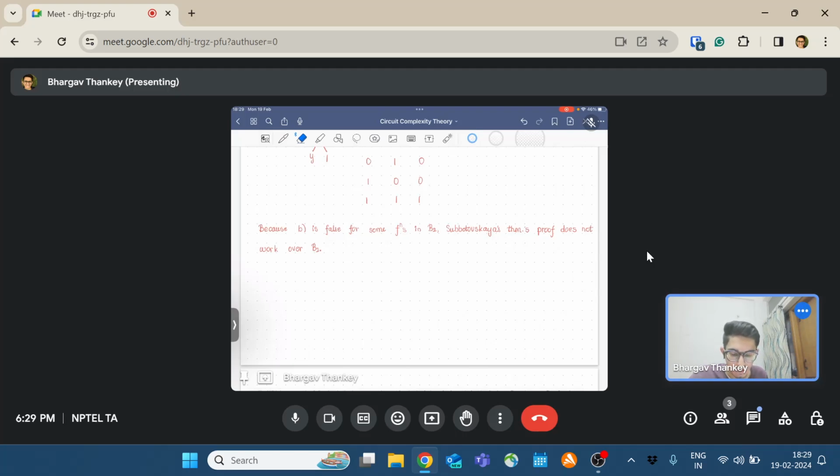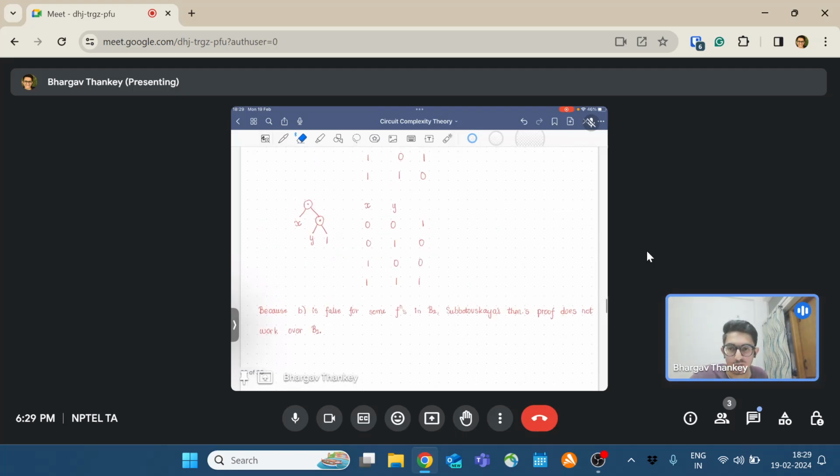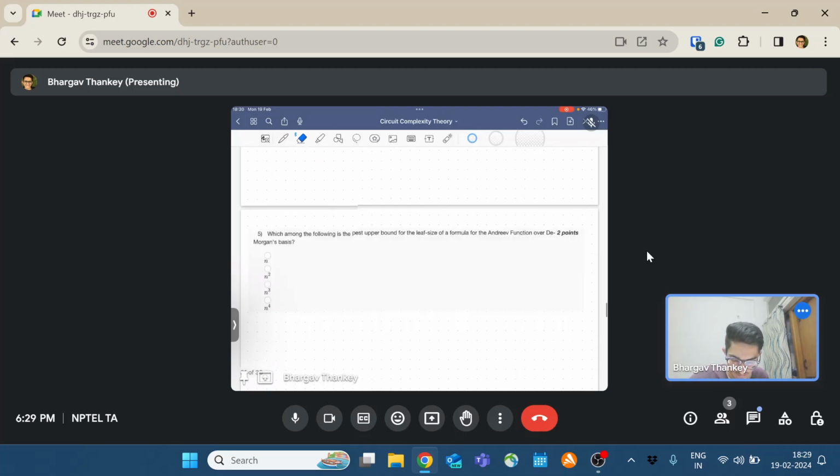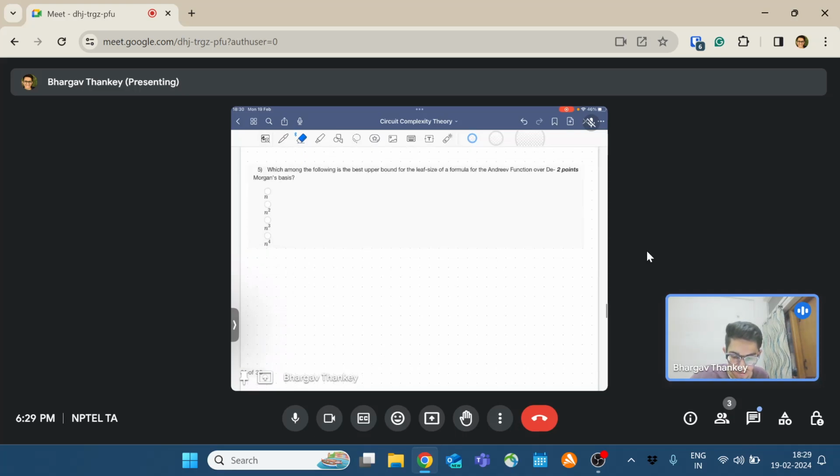So it's because of this property that Subbotovskaya's theorem doesn't directly say anything over B2. Okay, if this is fine, we can move on to the next problem.